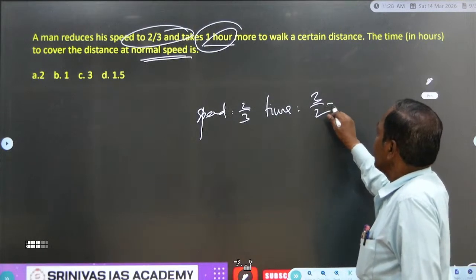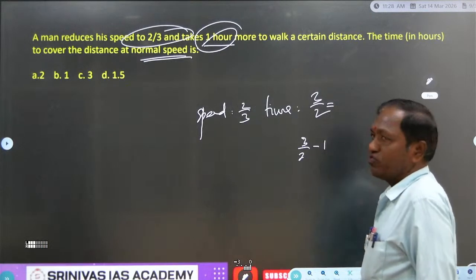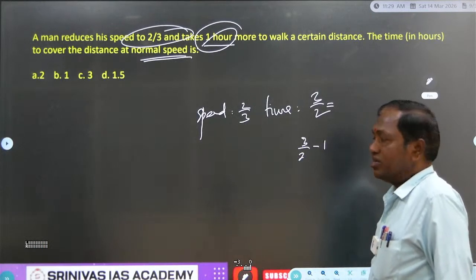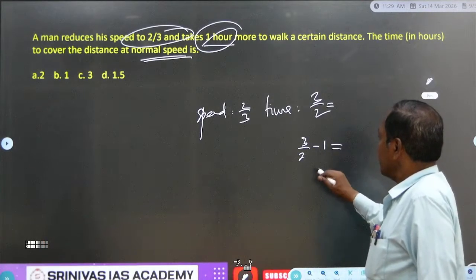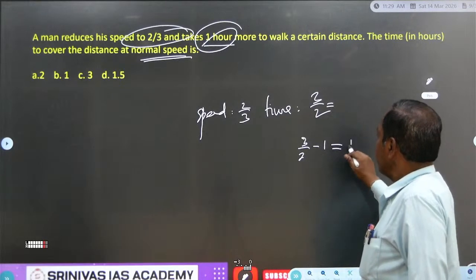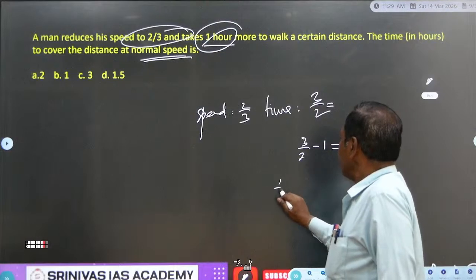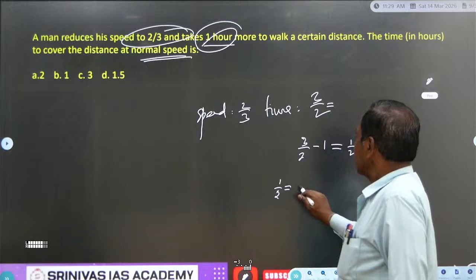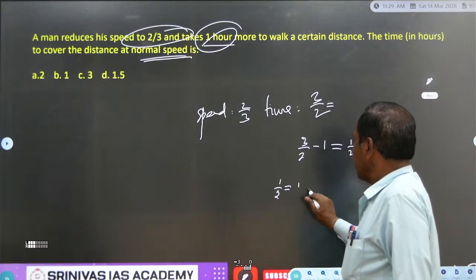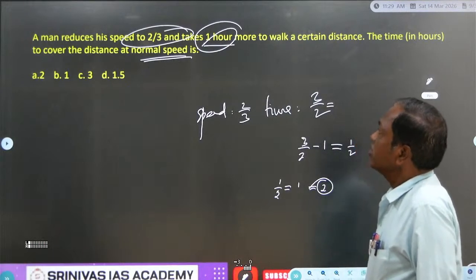It means here 3 by 2, the normal time is what? Minus 1. This is the improper fraction, more than 1. Right, what is the remaining then? Difference is 1 by 2. It means for 1 by 2, that is 1 hour more it taken. So 1 into 2, normal time is what? 2 hours. Is it right? That is something like, okay.